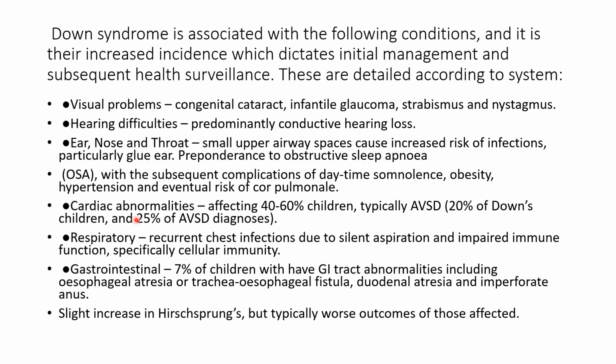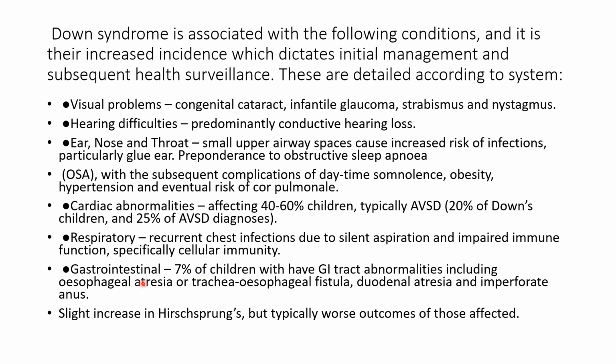Then on the cardiac abnormalities, which affect about 40 to 60% of children with Down syndrome, they are typically found with an AVSD, okay? Which is of course 20% of Down syndrome children and 25% of AVSD diagnoses. Okay, so those are some of the things you have to understand about the cardiac abnormalities.